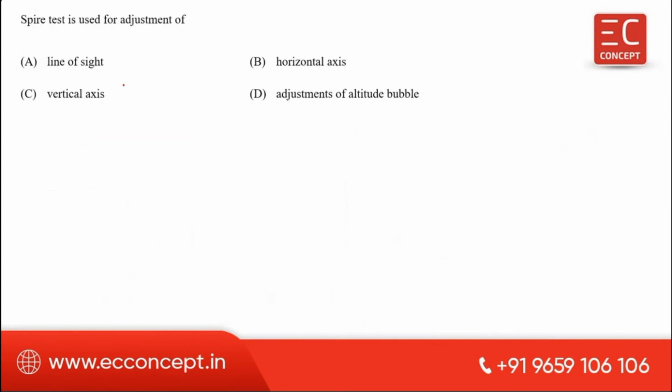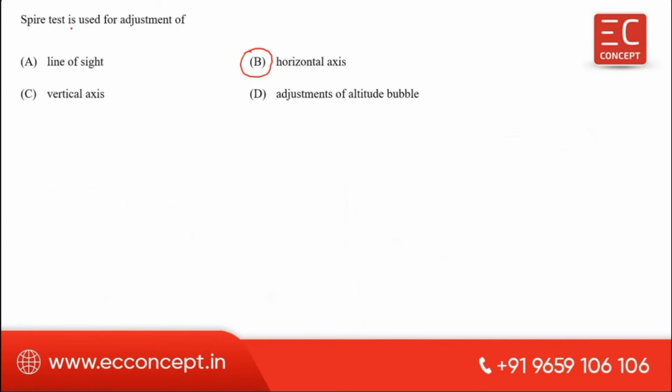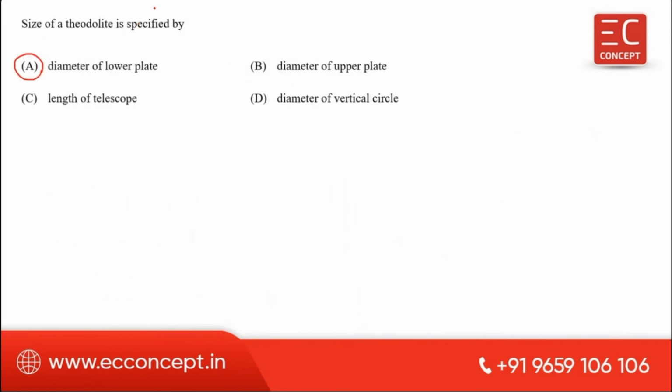Now, the spear test is used for the adjustment of horizontal axis. This is a factual data question. Okay. Next one: the size of the theodolite is specified by the diameter of the lower plate. So this is also a statement question and factual data. See, the spear test is used for adjustment of horizontal axis, and generally the size of the theodolite is specified by the diameter of the lower plate.